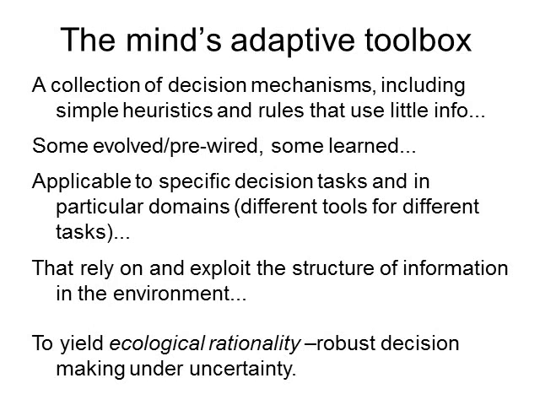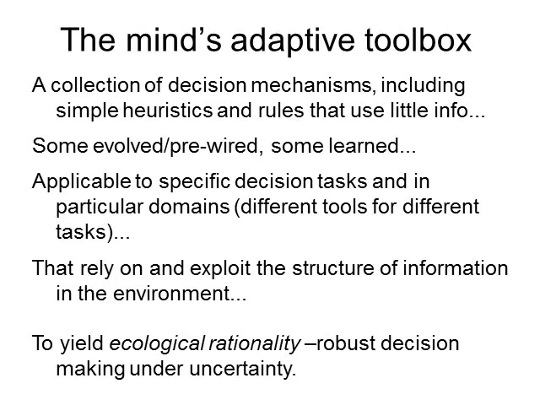So the adaptive toolbox is this collection in the mind of different kinds of mechanisms that we can use to make decisions. And some of them are simple heuristics, some of them are more complex reasoning strategies that we might engage in, but lots of them are these fast shortcuts.